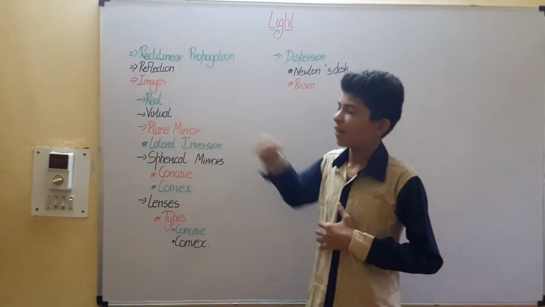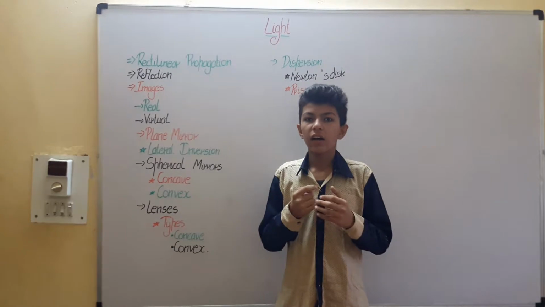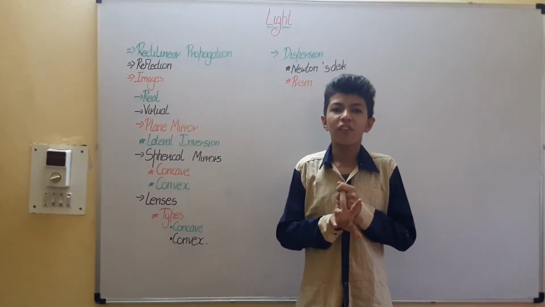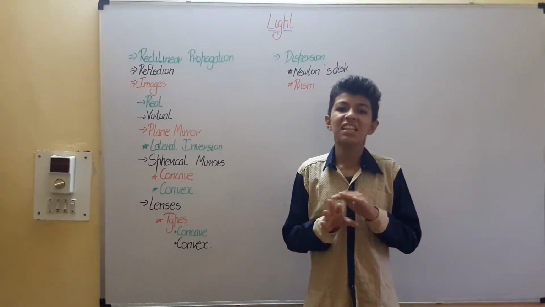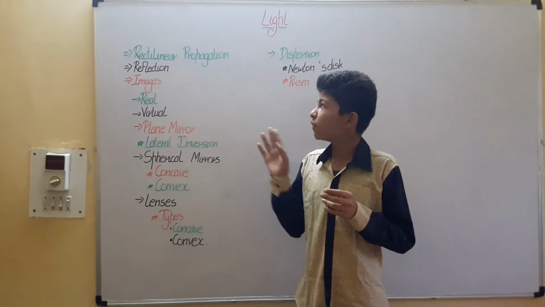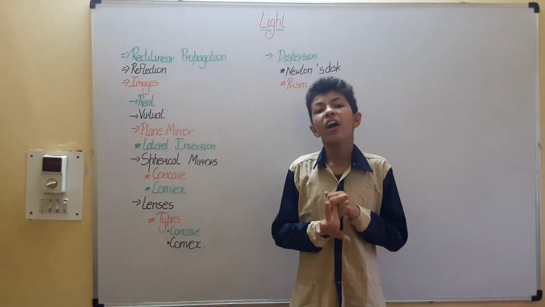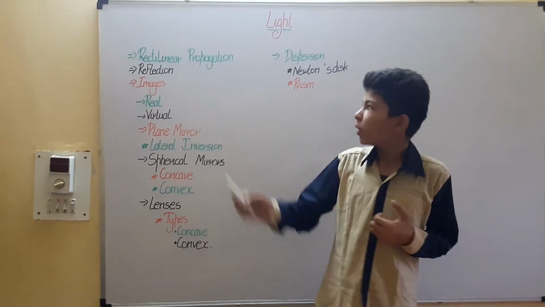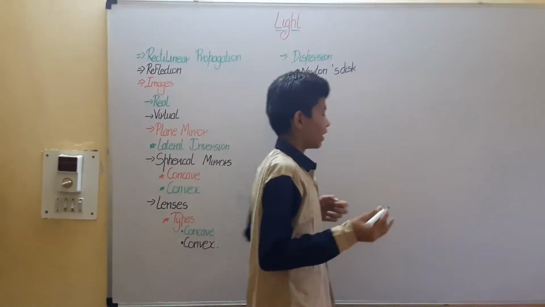Then we have reflection. There are two types of reflection: diffuse reflection and smooth reflection. Smooth reflection takes place on smooth surfaces, but diffuse reflection takes place on rough or bumpy surfaces. So first let's learn about rough, or diffuse, reflection.